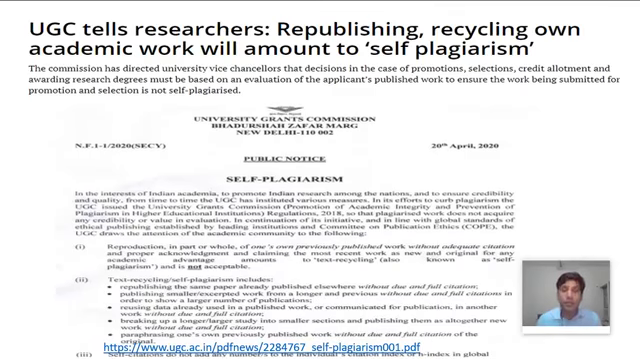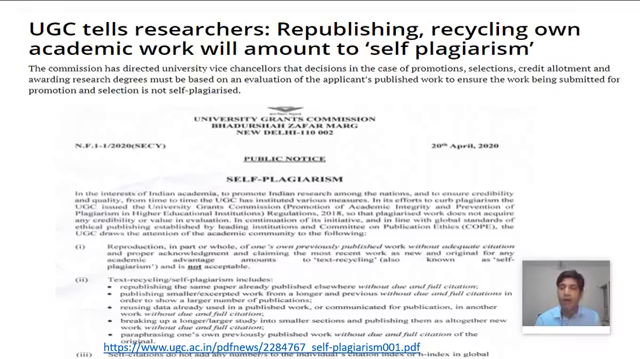Now, recently UGC has also issued a notification related to self-plagiarism, and it says that self-plagiarism is considered as republishing the same paper already published elsewhere without due and full citation. So reproduction in part or whole of one's own previously published work without adequate citation and proper acknowledgement, and claiming the most recent work as new and original for any academic advantage, amounts to self-plagiarism.